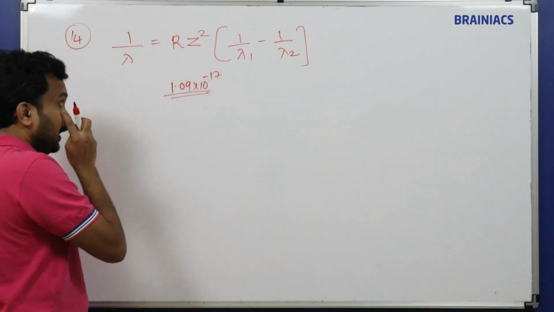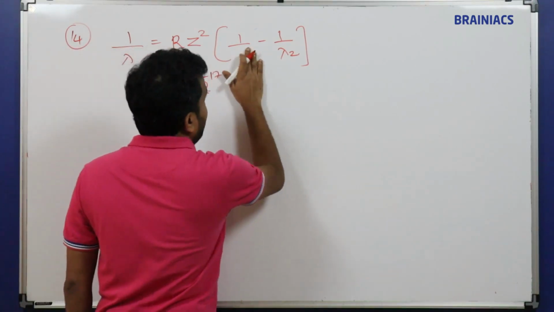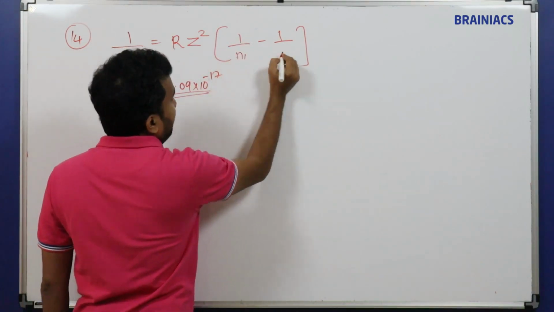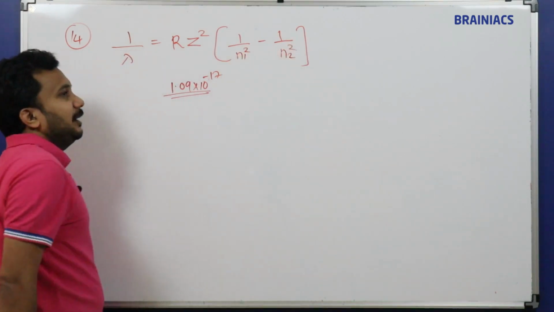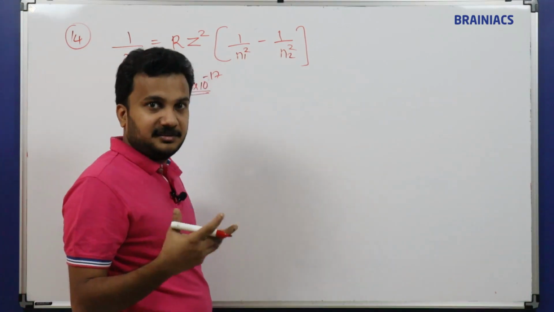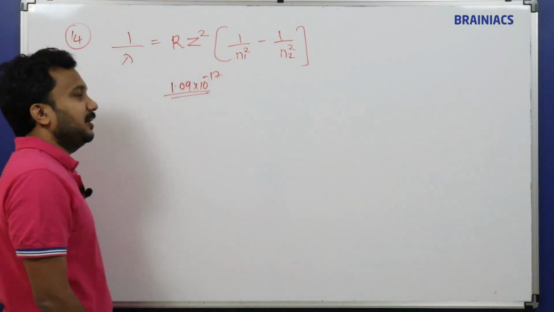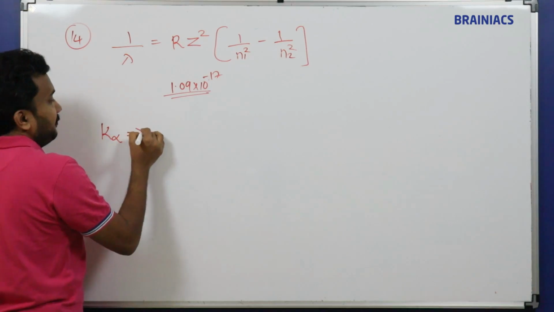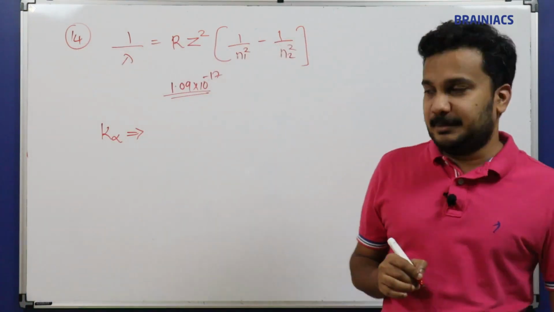Here, instead of writing this lambda 1 and lambda 2, this one is actually the orbit number, so 1 by n1 square minus 1 by n2 square. So it's not the wavelength, it is actually the orbit number. Normally for orbit numbers you put n1 and n2, right? Let me go into a little bit of theory. K alpha is actually the radiation emitted by an X-ray beam.